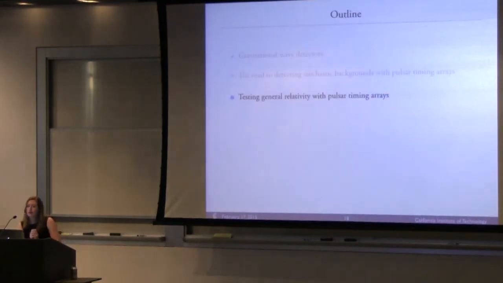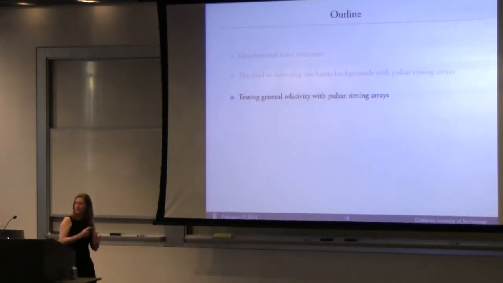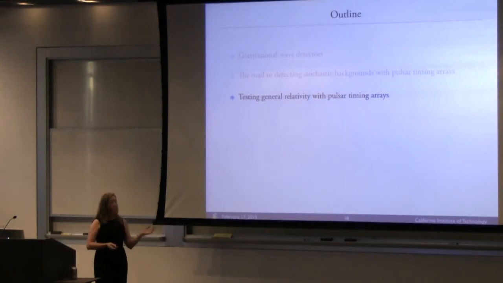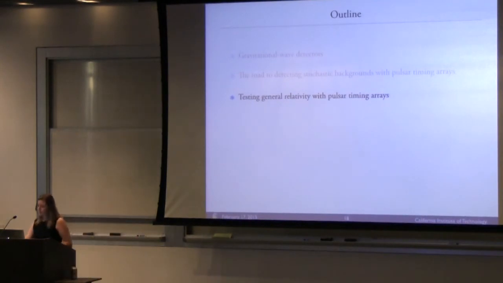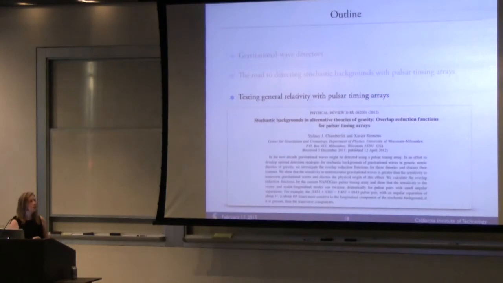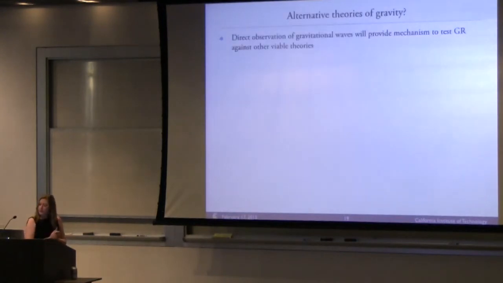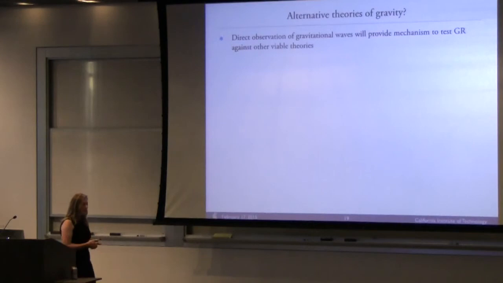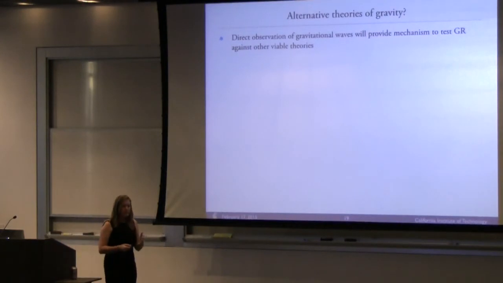So next, I'm going to change boards a little bit, and we're going to talk about testing general relativity with pulsar timing arrays. This is work based on a paper I wrote with Bobby Siemens at the University of Wisconsin-Milwaukee. And again, we're looking at stochastic backgrounds of gravitational waves. The idea behind this work is that when we make a detection of gravitational waves, we need to use that to test general relativity.